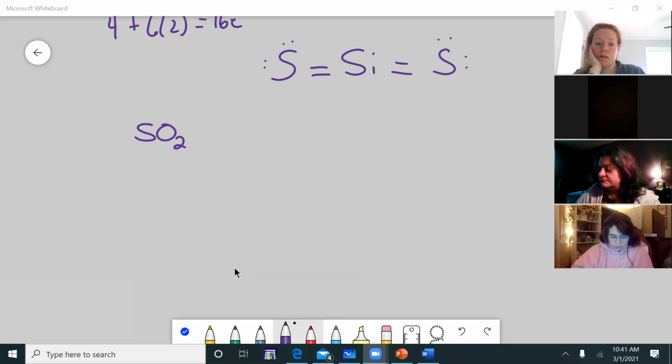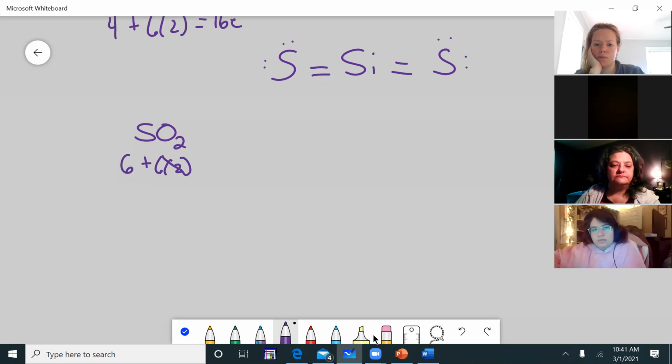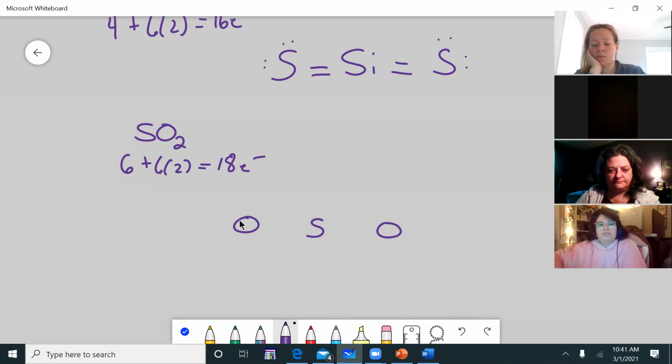Okay, so sulfur brings 6. There's only one of them. Oxygen brings 6, and there's 2 oxygen atoms. So we should have a total of 18 electrons. I'm going to put sulfur in the center and the oxygens on the side. First thing we want to do is stick it together. Stick, stick. Then we make the outer guys happy and then work towards the inner.